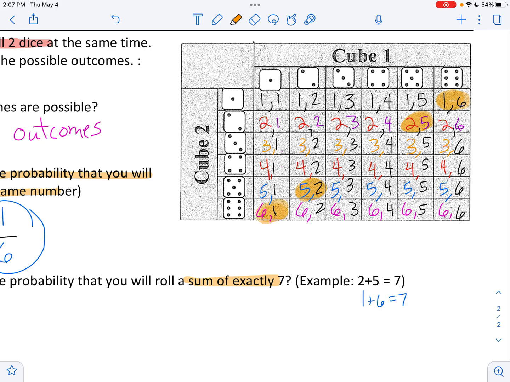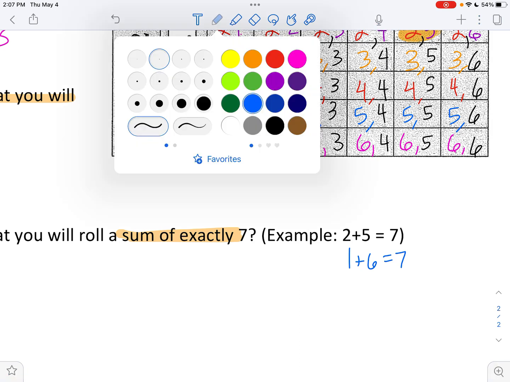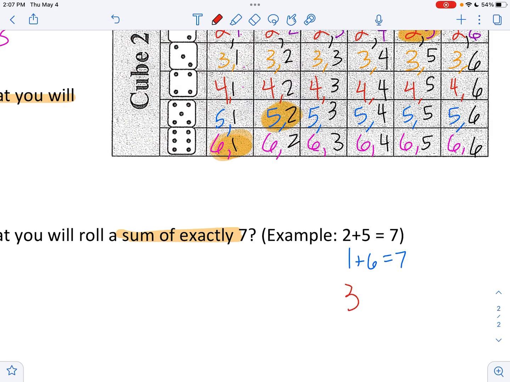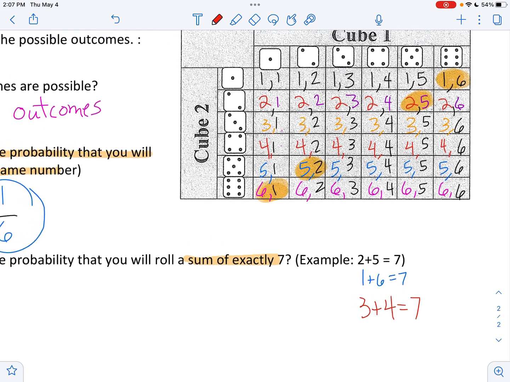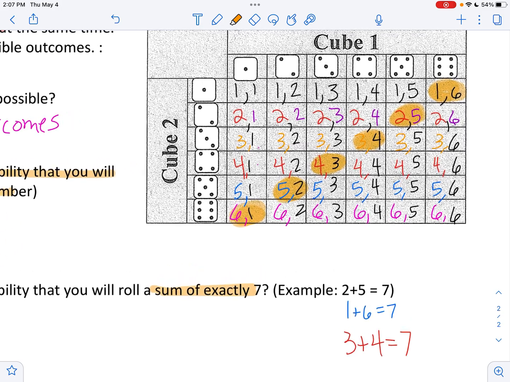Okay. Let's see, another way to make 7. Let's see, we used 1, we used 2. Let's use 3. 3 plus 4 equals 7. So I'm looking for a 3 and a 4. There's a 4 and a 3. That's 7. A 3 and a 4. That's 7. I think that's it. Hey, do you see that it's diagonal again? Right. So that's kind of cool.